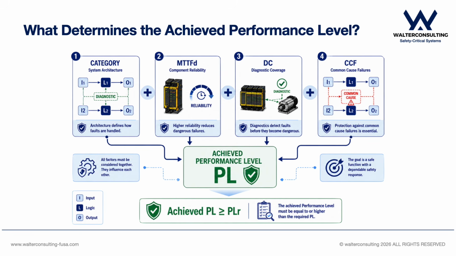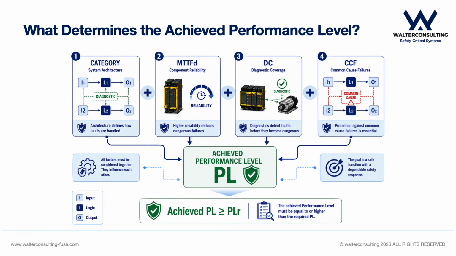The fourth factor is common cause failure, abbreviated as CCF. Redundancy is valuable only if the redundant channels have sufficient independence. For example, two separate channels may appear fault-tolerant, but a shared power supply problem, environmental influence, or design weakness could potentially affect both channels at the same time. Common cause failure measures are therefore used to reduce the possibility that a single underlying cause defeats multiple parts of the safety architecture.